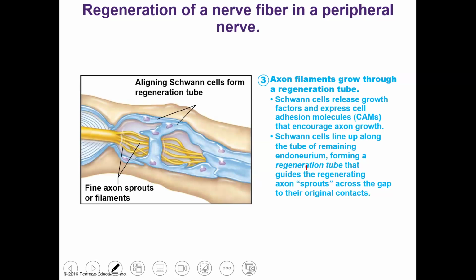Number 3, axon filaments grow through a regeneration tube. Schwann cells release growth factors and express cell adhesion molecules that encourage axon growth. Schwann cells line up along the tube of remaining endoneurium, endo being within, remember, neuro being nerve, forming a regeneration tube that guides the regenerating axon sprouts. See how the cute little sprouts are forming through here? Right? Across the gap to their original contacts.